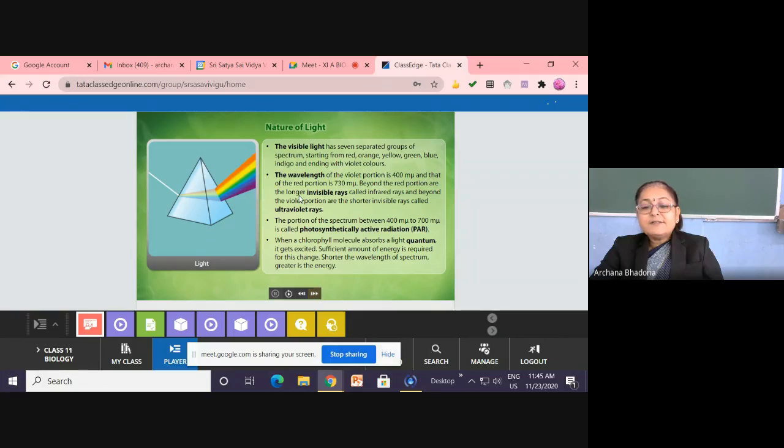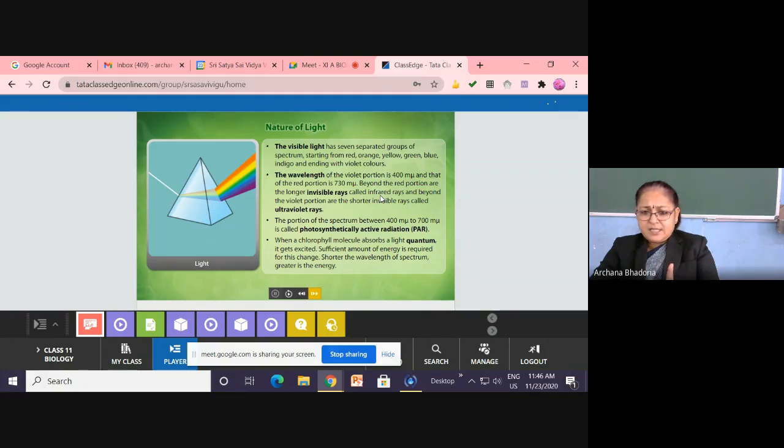The different wavelengths have a different effect on the plant, that is, on photosynthesis. The rate will differ. They are telling us that the violet portion is 400 millimicron and that of the red is 730 millimicron. Beyond the red portion are the longer invisible rays called infrared, and beyond the violet portion, the shorter invisible rays are called ultraviolet. So those with wavelength more than the red portion are not visible to us, but they have a heating effect and are called infrared. So infrared will have a wavelength more than the red.